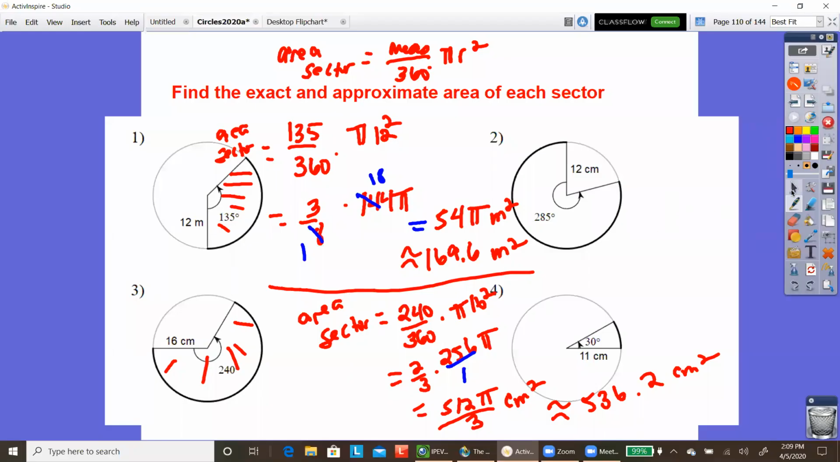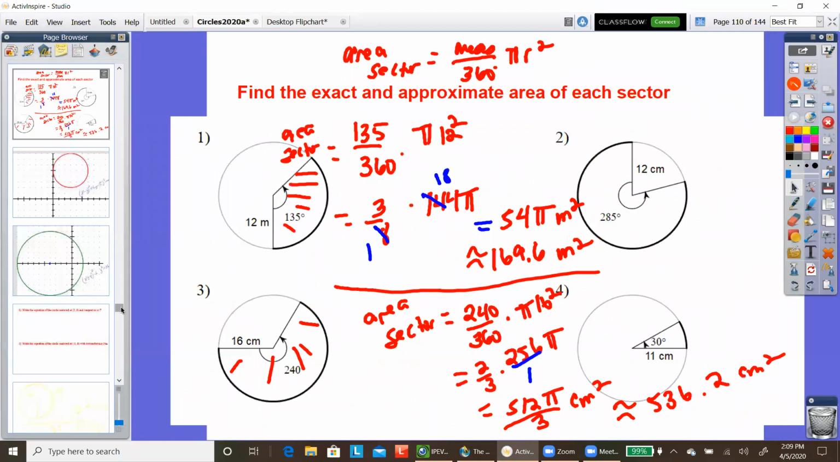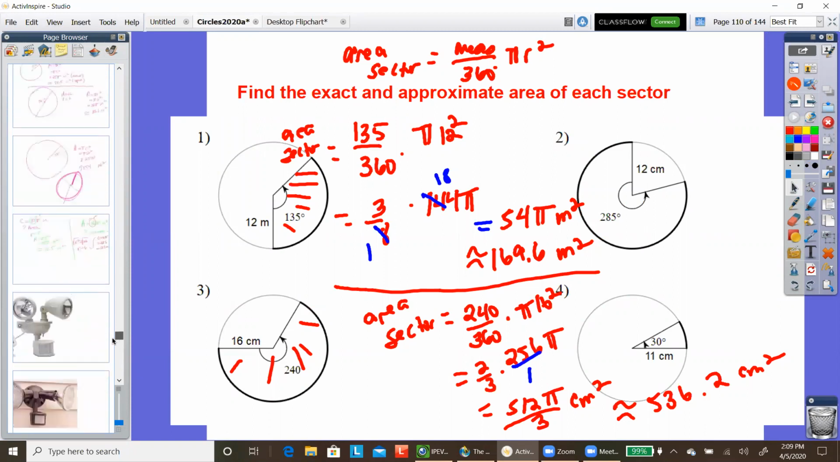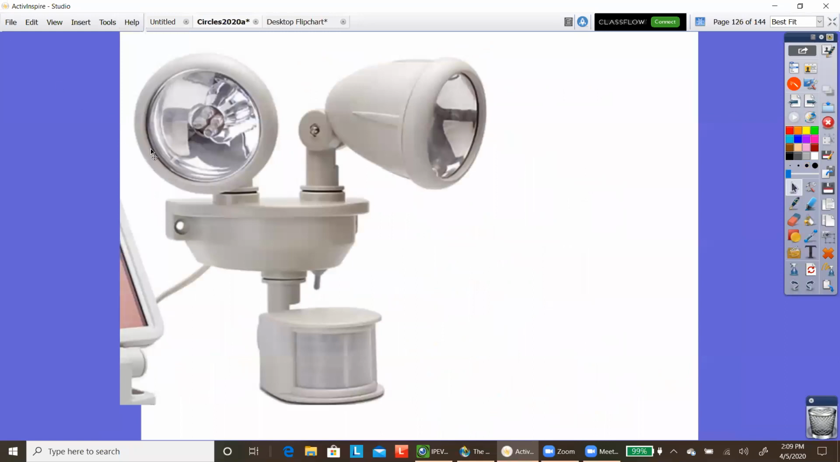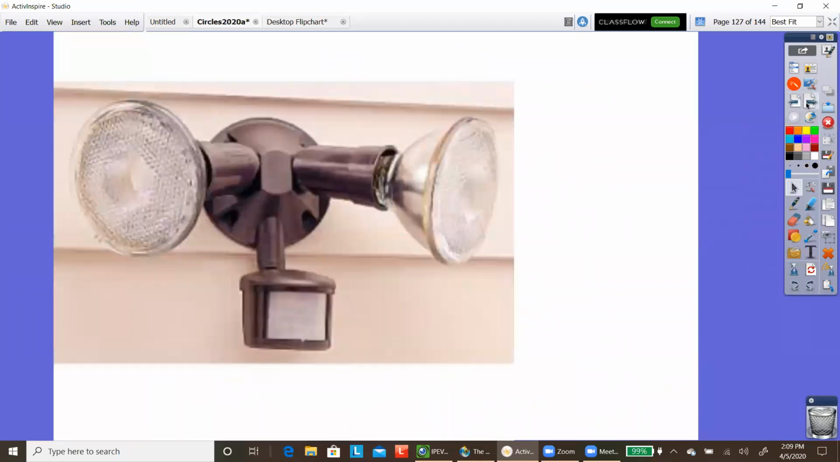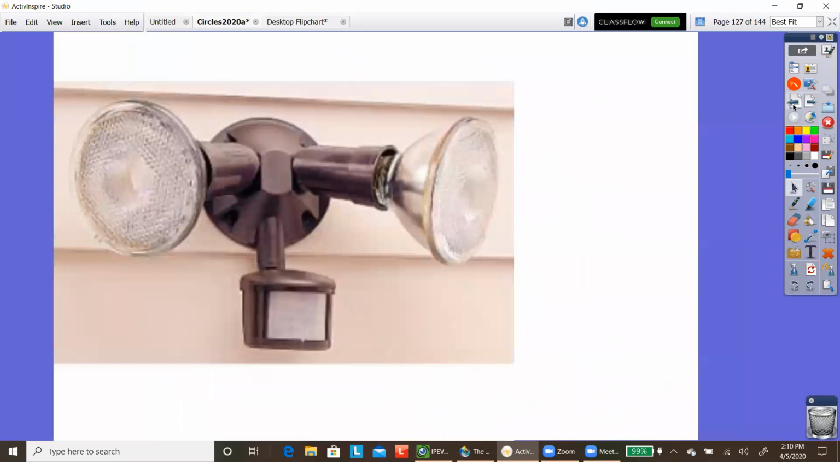Okay, now you might think, where am I ever going to have to use this? Oh my gosh, this is so boring. I'm never going to use this. And in fact, this is probably one of the things you're going to use the most, okay? What's this? Anybody know? This is a floodlight. You probably have them in your house. It looks something like that. Even a camera, if you have them on the outside of your house. And these things are a perfect real-world example of area of a sector.